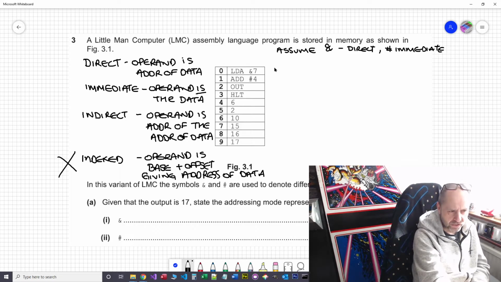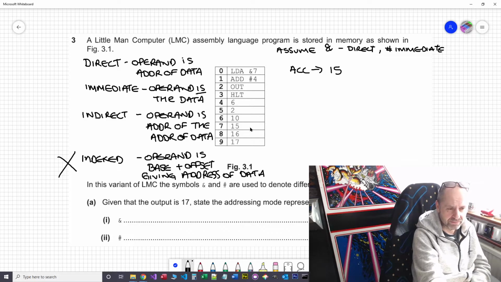Right, so I'm going to do this first line. On line 0, we load up something at 7. So I'm saying ampersand is direct, so the 7 is the address of the data. If we look at 7, it's got a 15 in there. So we're actually saying the accumulator gets 15 because that's what's at memory location 7.